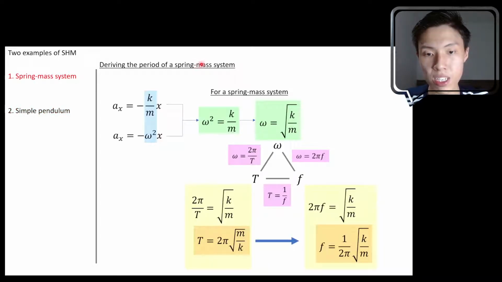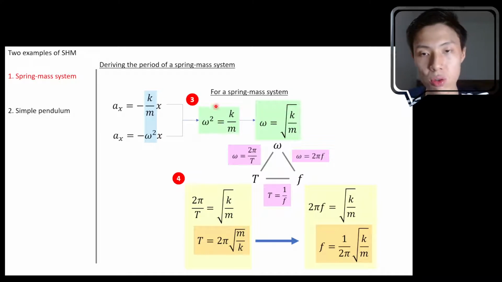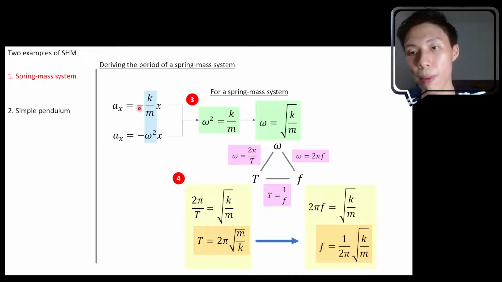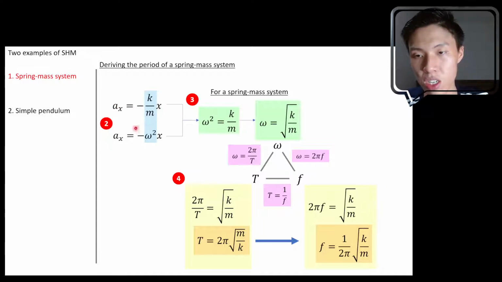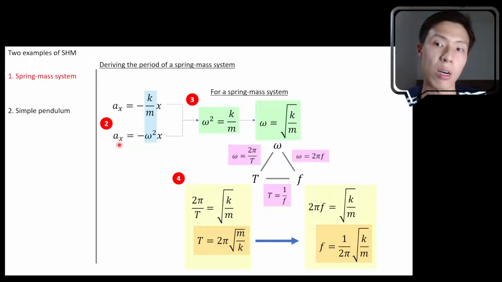For the spring mass system, our period is derived by knowing this relationship here, and if you reverse engineer it, it actually comes from the angular frequency. We get the angular frequency by comparing these two equations. This equation here, a_x, the x component of acceleration, equals negative angular frequency squared times x. This equation is the hallmark of simple harmonic motion.